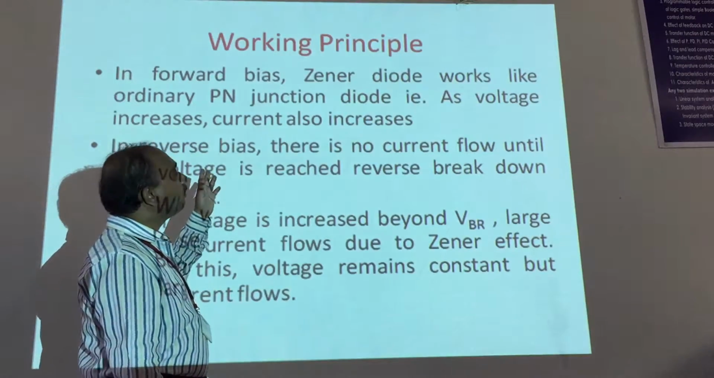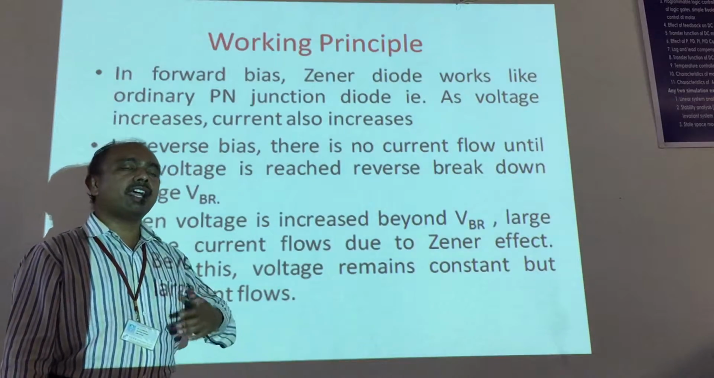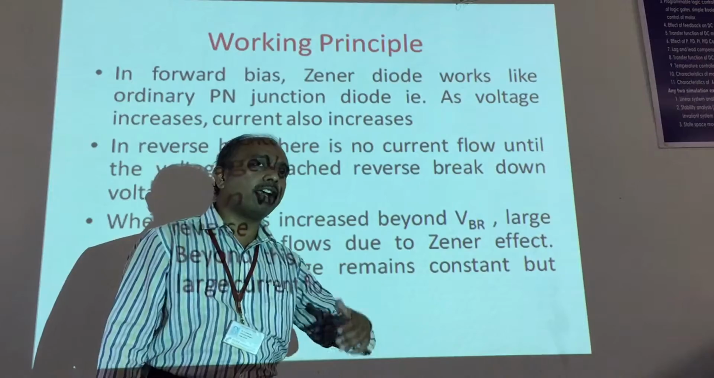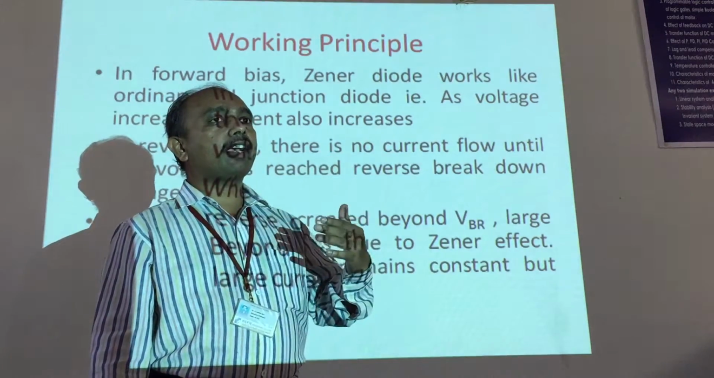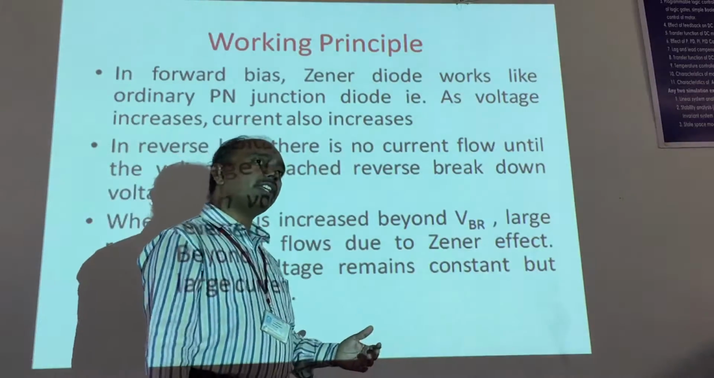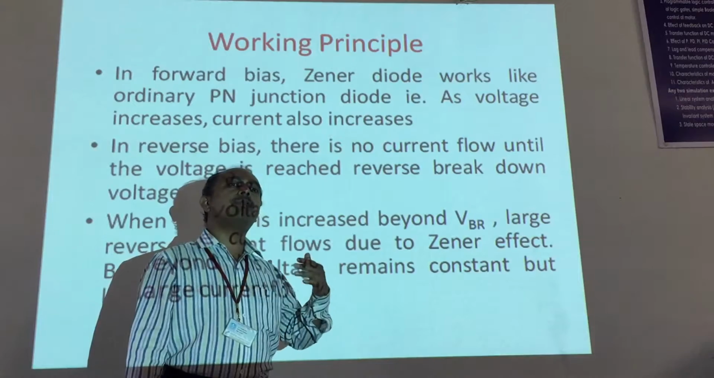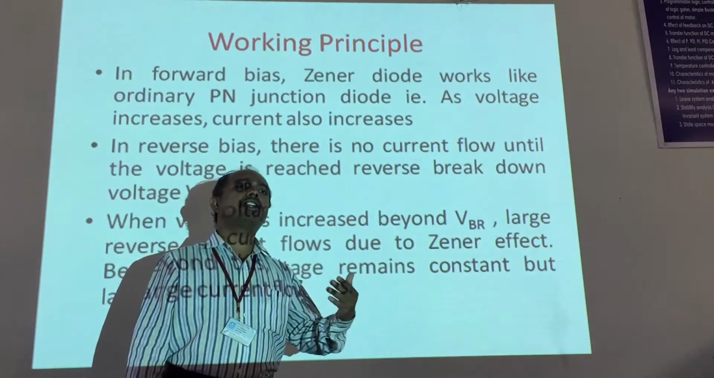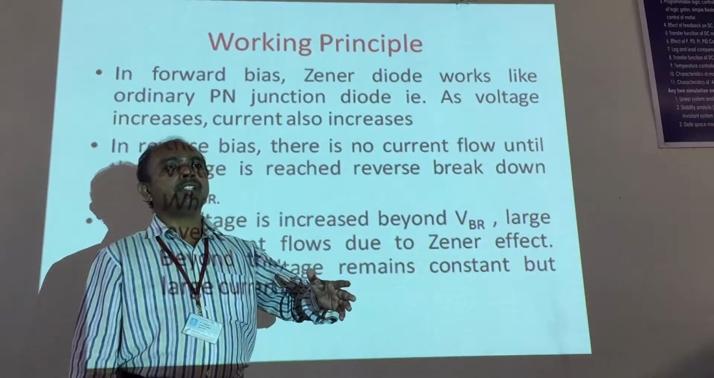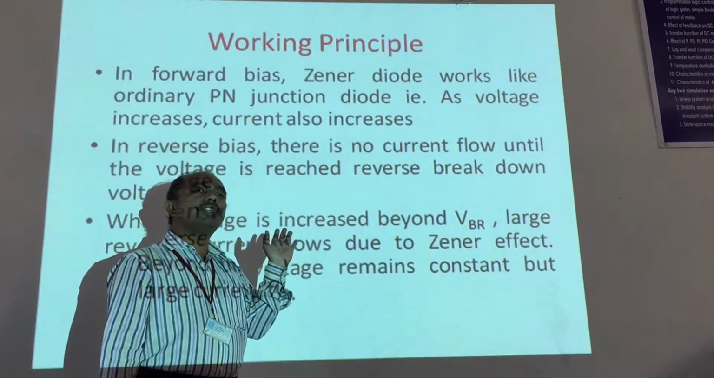The main application of zener diode lies in its reverse bias. In reverse bias, as voltage is increased up to the breakdown voltage, no current flows. Accordingly, the voltage across the diode is zero. When the voltage is increased up to the breakdown voltage, a phenomenon called zener breakdown occurs, and a large current flows and voltage remains constant. This procedure is useful in the conversion from AC to DC.